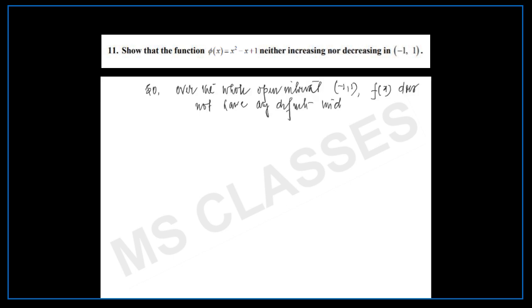So over the whole open interval minus 1 comma 1, f(x) does not have any definite tendency for increasing or decreasing.